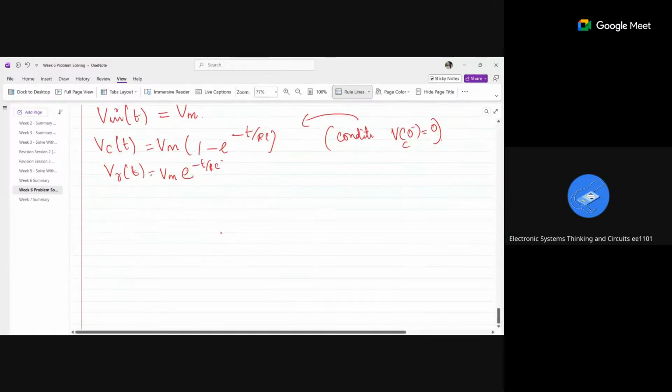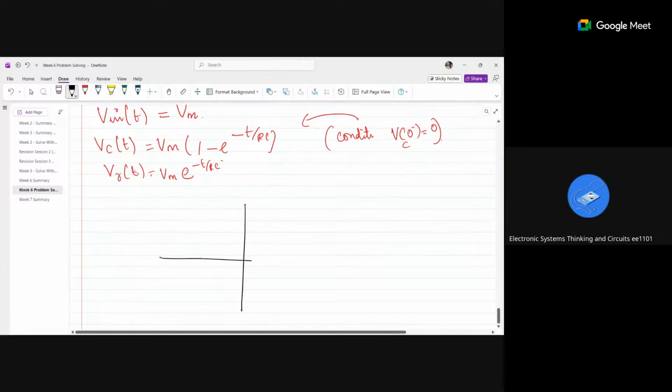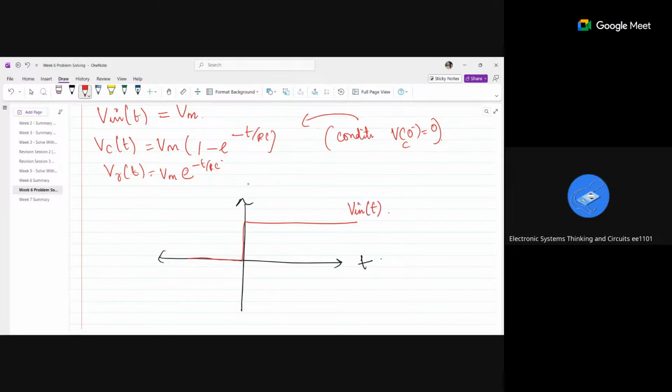Now you'll just plot. This is time. This is my V in of t, right? Now next I will plot my Vc of t. Vc at 0 is 0. Vc at infinity, what is that? Apply infinity in time t and tell me what is Vc of infinity.